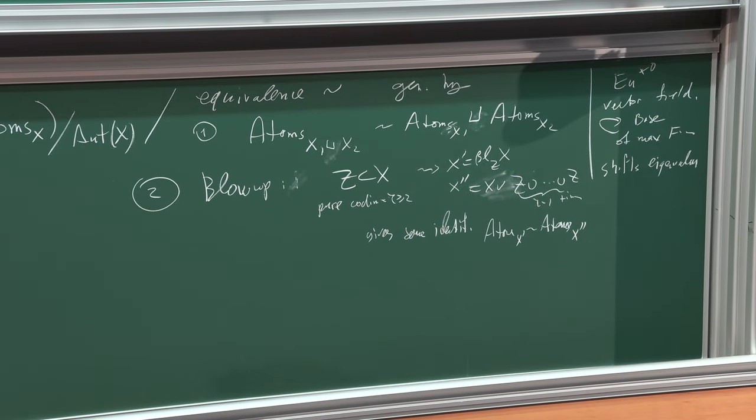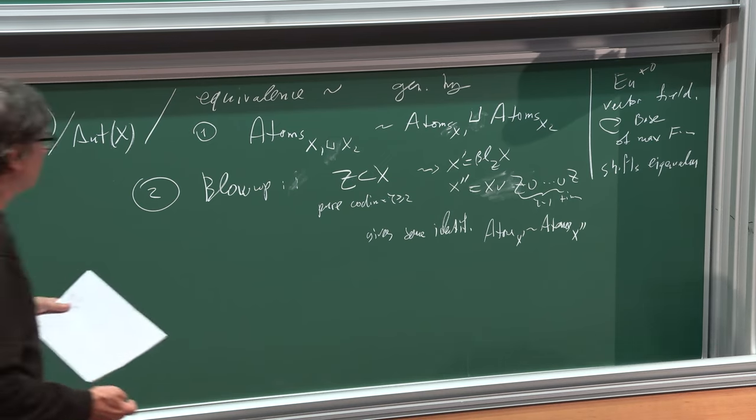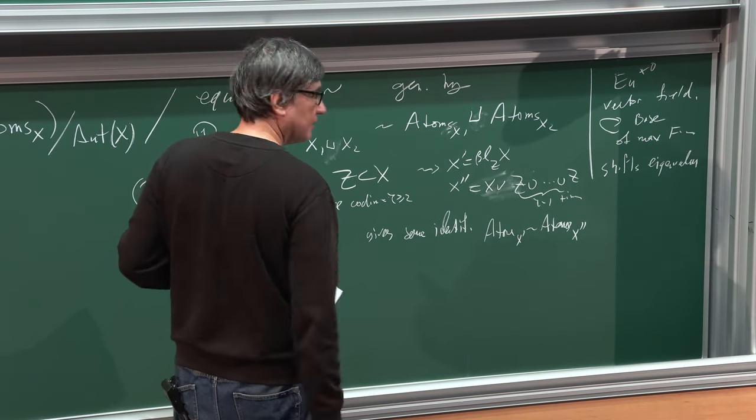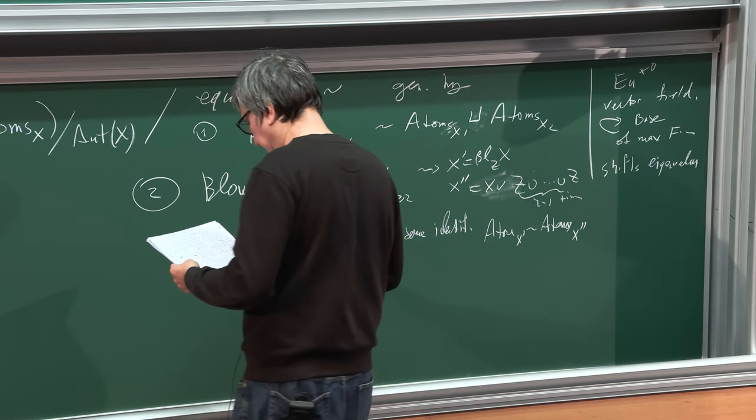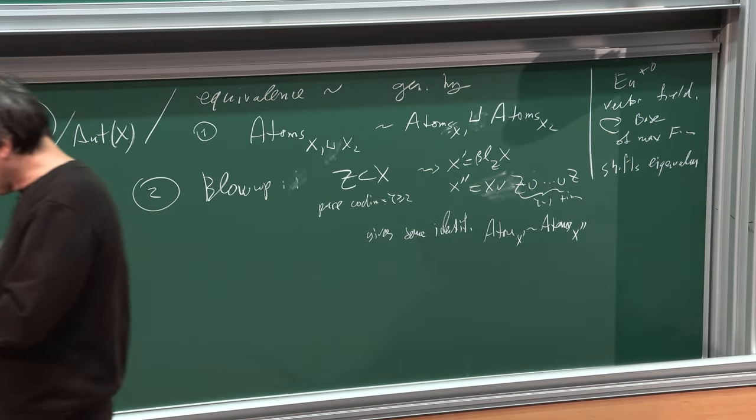Is Z smooth here, right? Yeah, it's all smooth projective. Z is also smooth projective, a closed subset, okay.